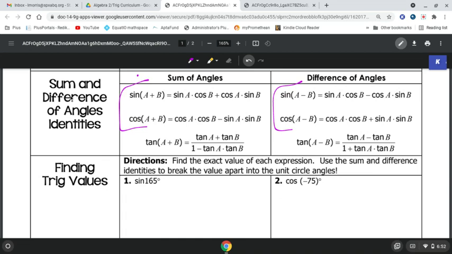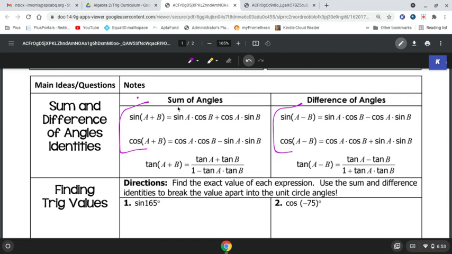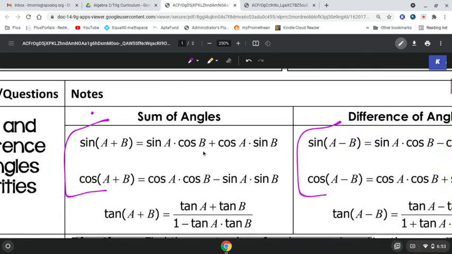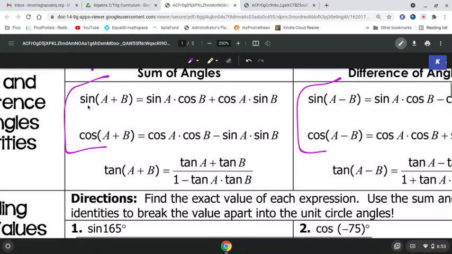So we're going to look at sum and difference of angle identities. So this is called sum of angles, difference of angles. And basically what we do here is if we know A plus B, sine of A plus B, we can break it down like this. We can take it and make it sine of A times cosine of B plus cosine of A times sine of B.